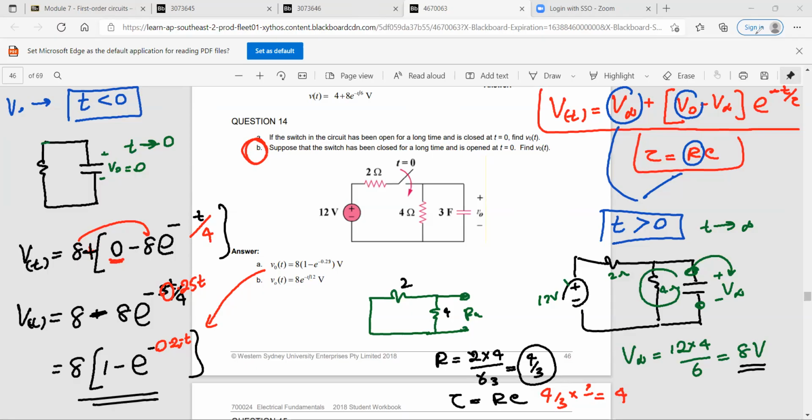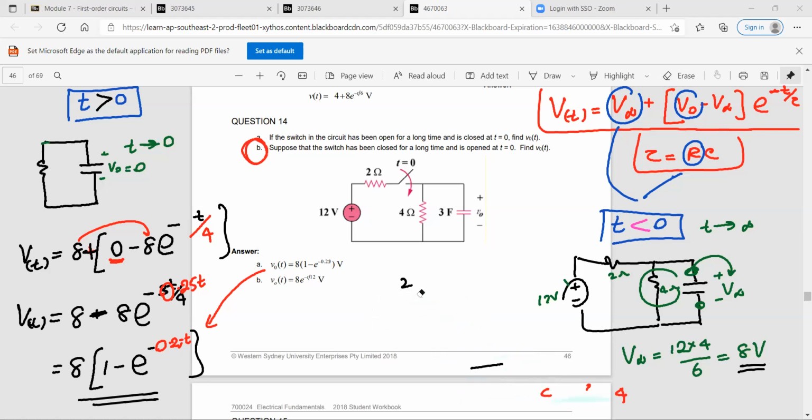Now this is the circuit when the time is infinity. Else time is more than 0. So this is the circuit when the time is more than 0, and this is the circuit when the time is less than 0. So you swap those two circuits, isn't it? Am I right? Yep. So now we just have the 4 ohms and the 3 Farad.